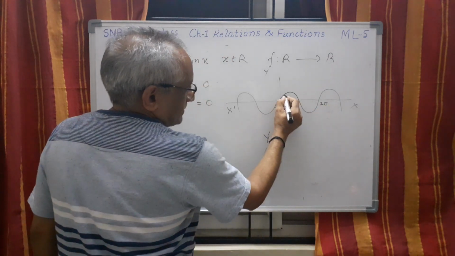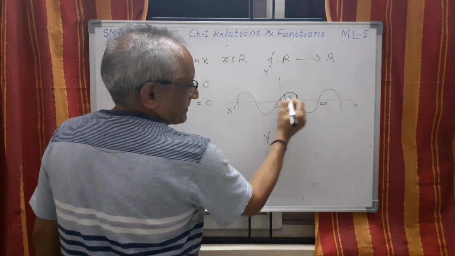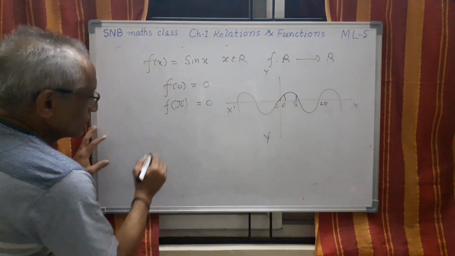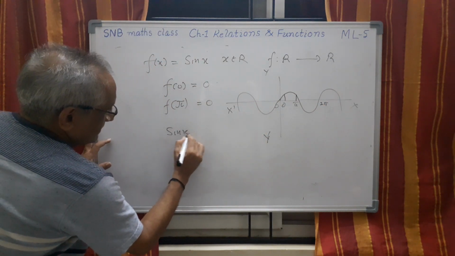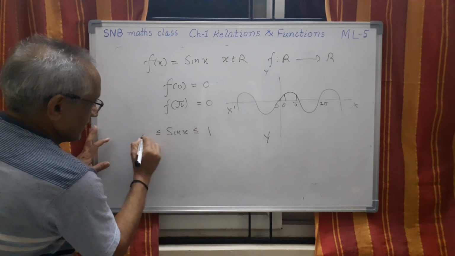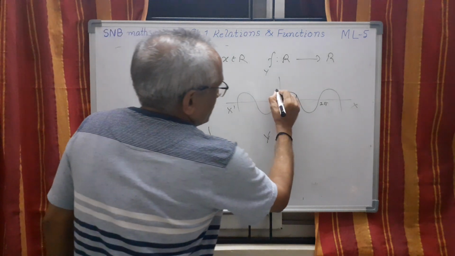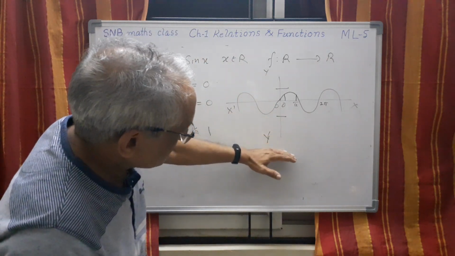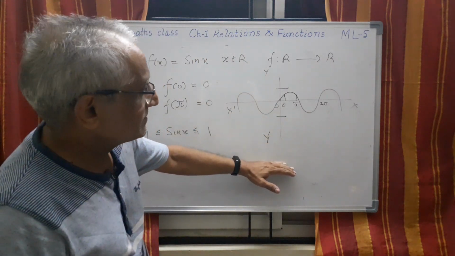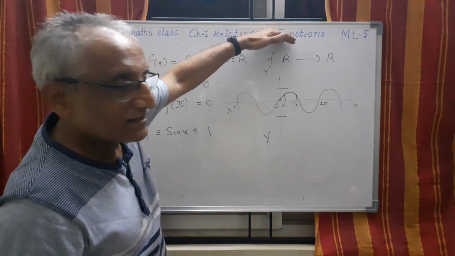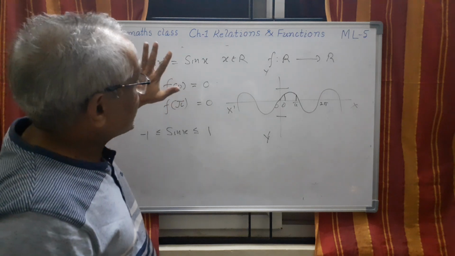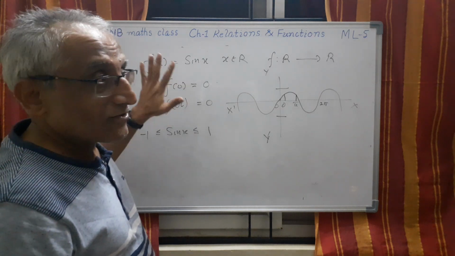You see here, this value and this value, they are one and the same. Like that, there are many. And it is not onto also, because you know that sin x lies between 1 and minus 1. That means all the values of sin x lie between these two. On this side, all the real numbers are not images. So it is an example which shows sin x is not one-one and not onto.